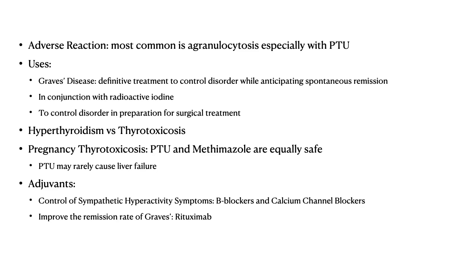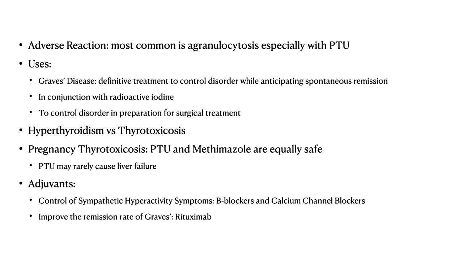So, the adverse reaction, which is commonly observed in propylthiouracil use, is agranulocytosis. What this means is that the levels of neutrophils will go down. So, when the levels of neutrophils go down, then that patient is at high risk of getting severe infection, and that patient is at high risk of developing sepsis. So the uses of these drugs are in Graves' disease.